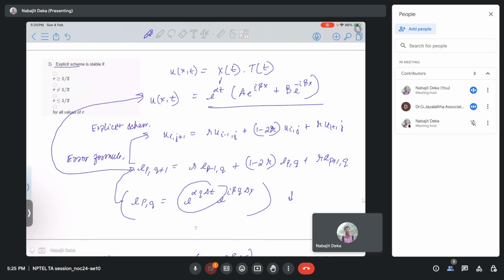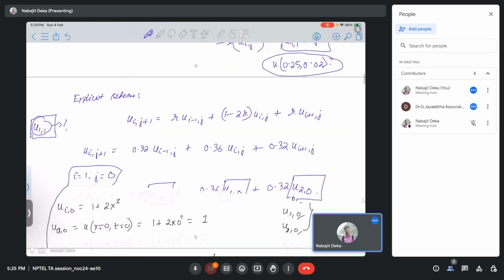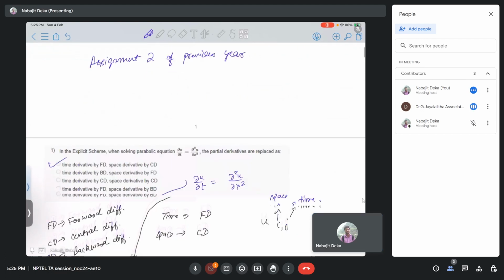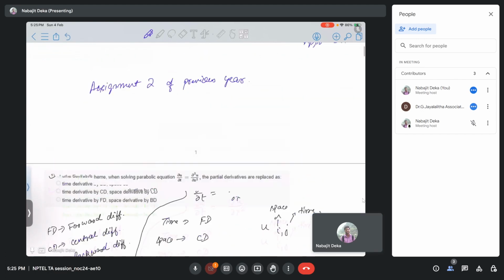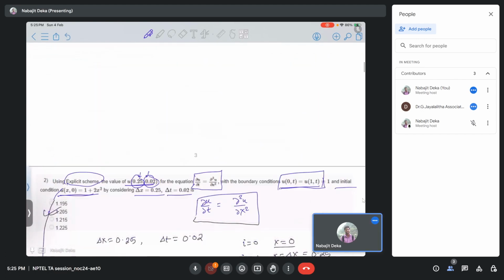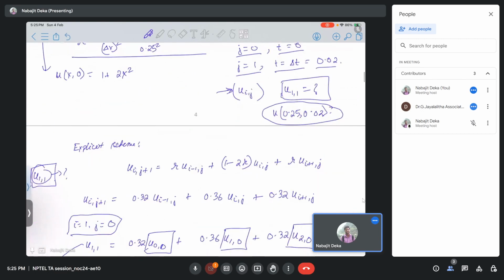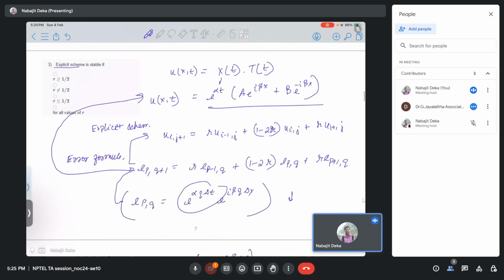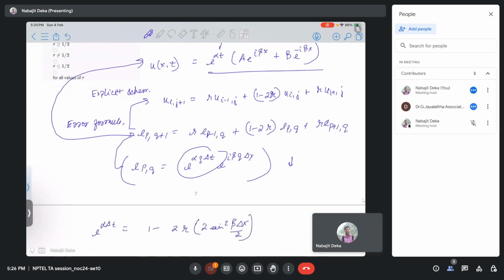Okay. So I just started solving assignment 2 of the previous year, the finite difference approach. So you are enrolled in the course. Yeah, sir. So this assignment will be more or less similar to assignment 2 of the current year also, so that will probably help. Just to go through the assignment.